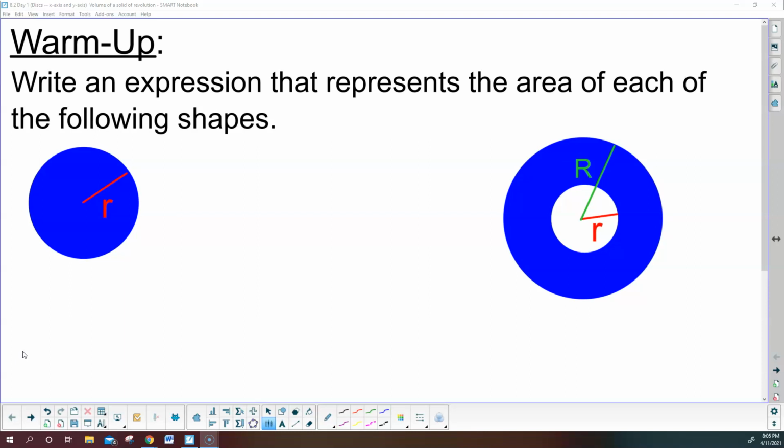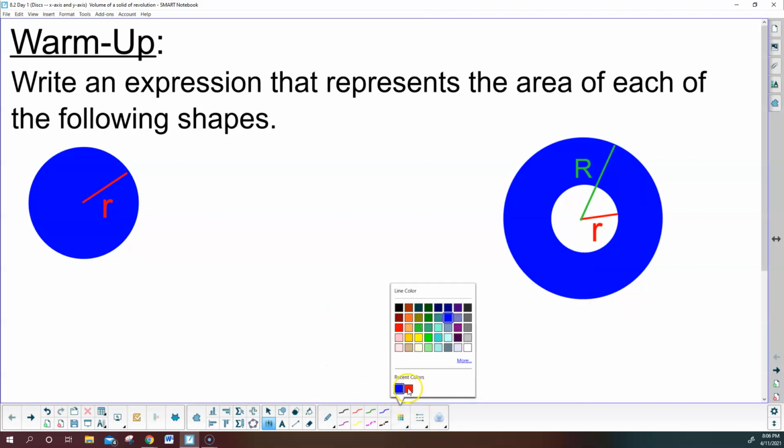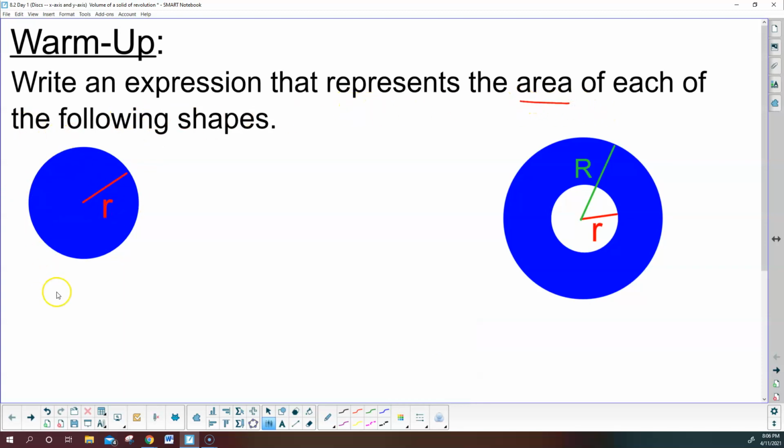Here's a quick warm up. Give it a shot, and we'll go over it in a second or two. All right, problem number 1. We want to write the area of each of the following shapes. Well, they're both circles, so the big focus today is remembering what the area of the circle is, pi r squared, and that will give us this full area here.